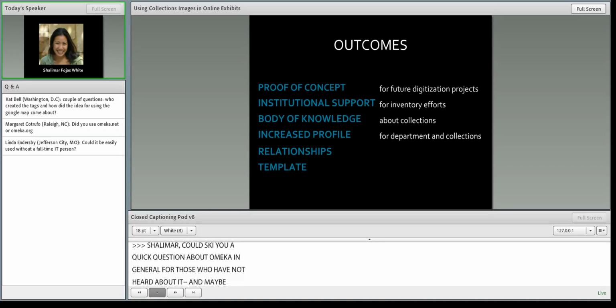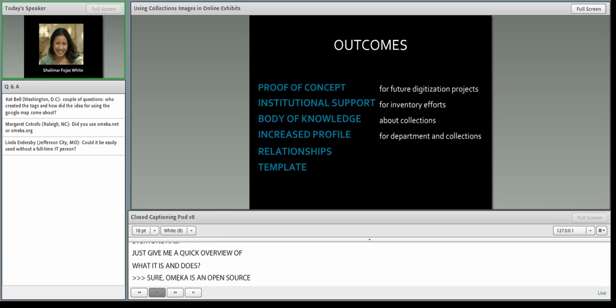Sure. Omeka is an open source web publishing platform that has been specifically designed for libraries, archives, and museum collections. It's open source software developed out of the Center for History and New Media at George Mason University. They're also the folks that bring you Zotero, another open source tool for bibliographic management of citations. They've been developing Omeka as a cost-effective and very simple way for libraries, archives, and museums to publish their collections.